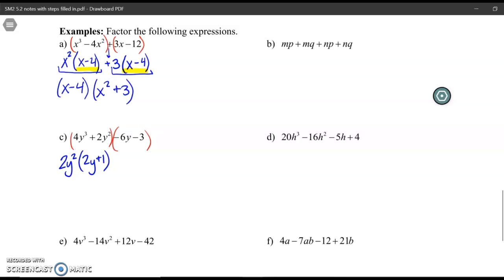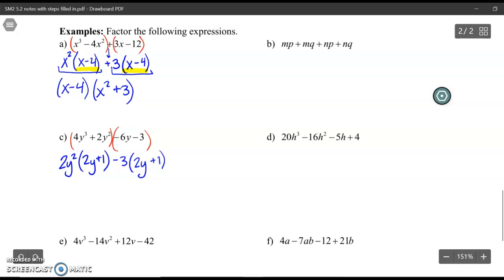Then I'm going to look at my second set of parentheses and factor out the greatest common factor. Notice that here I have a bunch of negatives. Remember that I always want to make this first term positive. So I'm going to factor out a negative 3 because that's what they both have in common. When I divide negative 6 by negative 3, I'm left with a 2y. Then negative 3 divided by negative 3 is a positive 1.